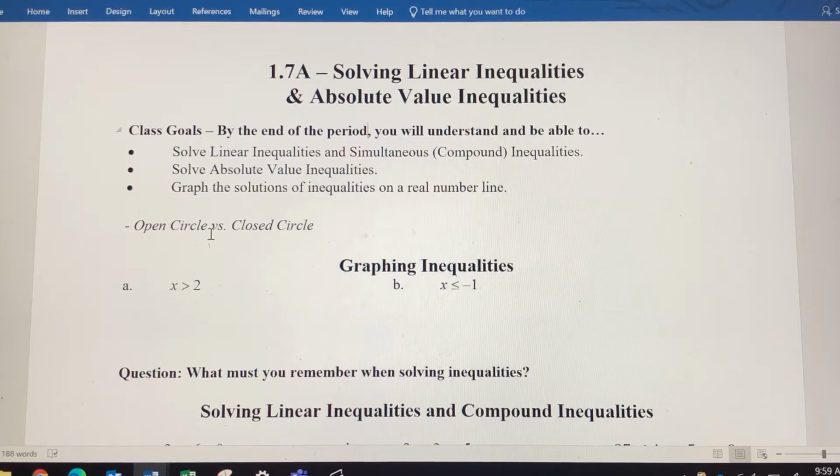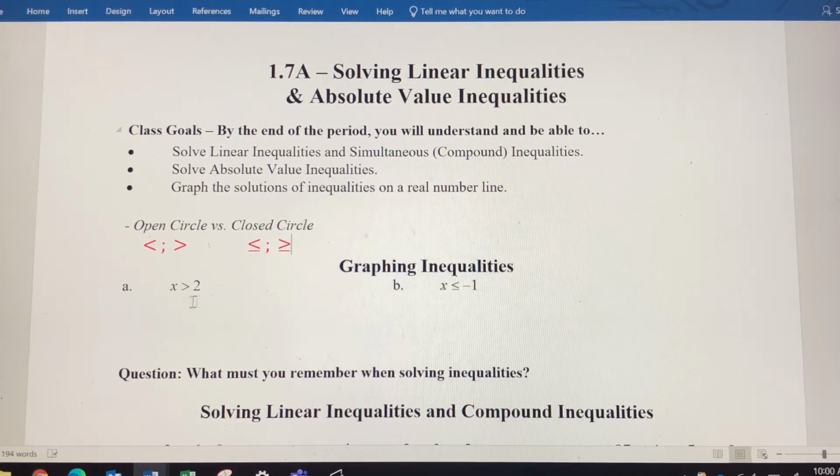So when you're graphing on a number line, you need to think open circle versus closed circle. So when you plot these inequality solutions on a number line, you're going to have an open circle if your inequality symbols are less than or greater than, okay? You'll close that circle. It'll be a closed dot if your inequality symbols are less than or equal to or greater than or equal to, okay?